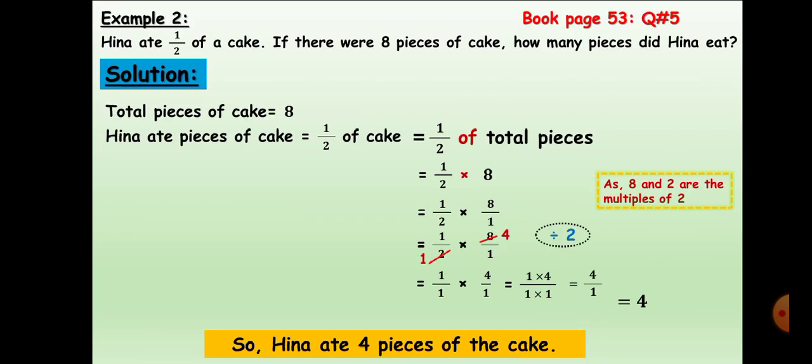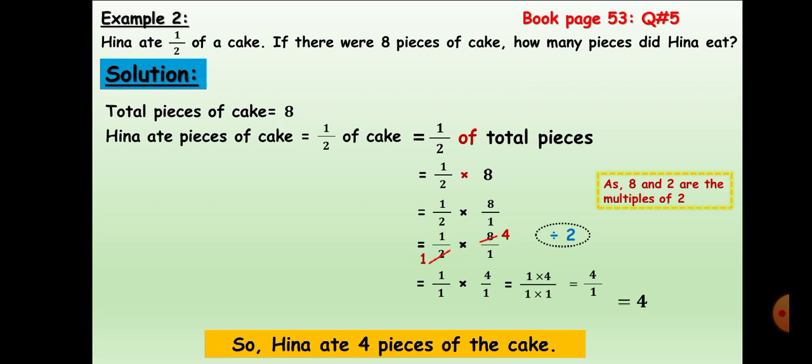Then we have: Hina ate 1 over 2 of a cake. Here the word of tells us that we have to do multiplication. If there were 8 pieces of a cake, how many pieces did Hina eat? For that, the solution: total pieces of the cake were 8. Hina ate 1 over 2 of a cake, so 1 over 2 of the total pieces.